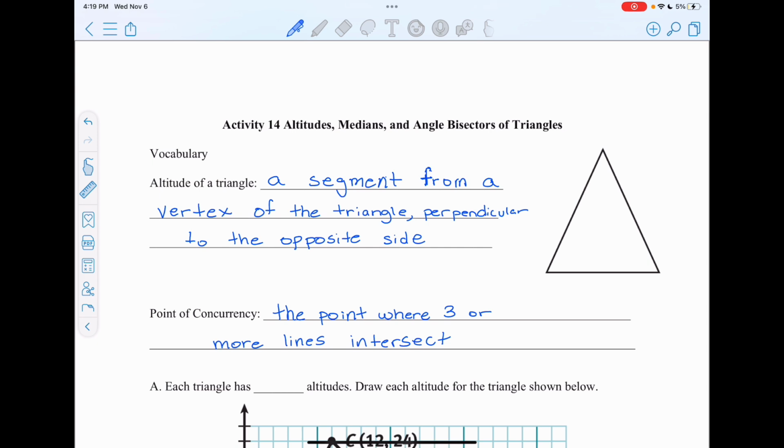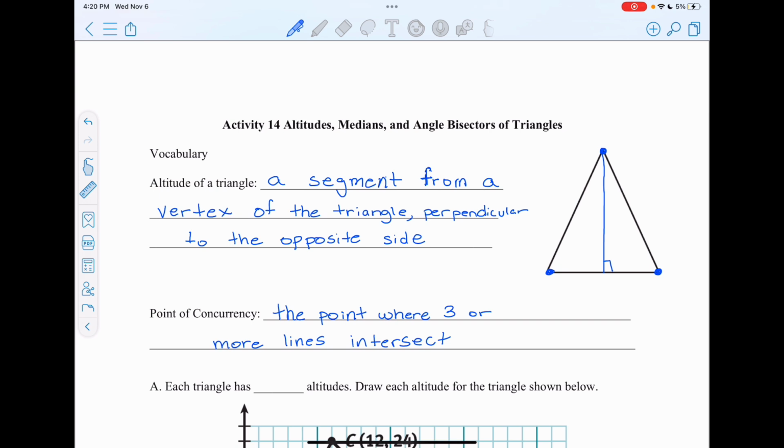So the first segment we're going to talk about is an altitude. An altitude of a triangle is a segment from a vertex of a triangle. So when I say vertex, I'm talking about the 3 corners. All of these are vertices, which is the plural of vertex. So a segment from a vertex perpendicular to the opposite side. So I need to draw a line from a vertex such that when it reaches the other side, it makes a 90-degree angle.